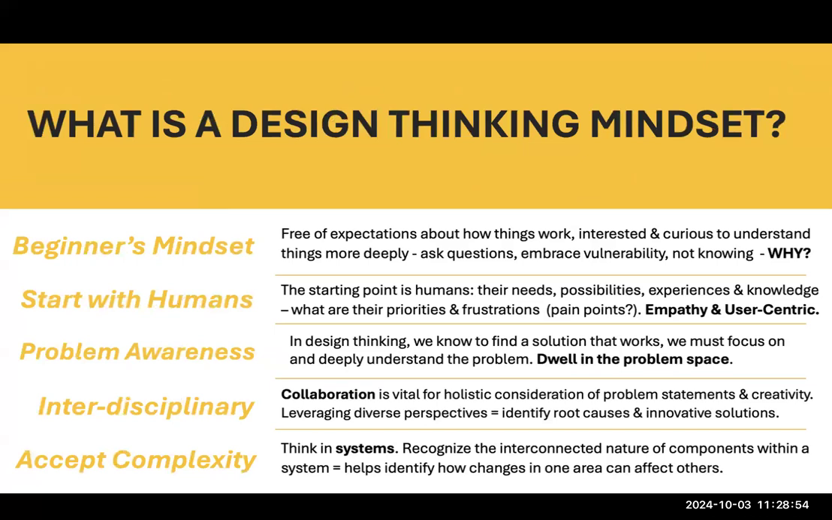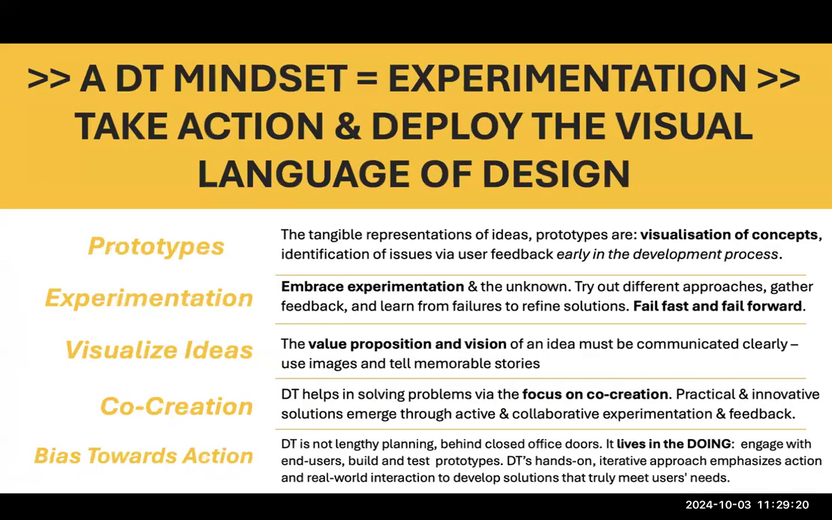And we need to accept complexity. We've talked before briefly about us living and working in VUCA times: volatile, uncertain, complex, adaptive. So we need to think in systems, we need to recognize the interconnected nature of components within a system. And this can help us identify how changes in one area might affect others. And we'll talk about systems thinking and a systems perspective in more detail later. But this is a really important awareness.